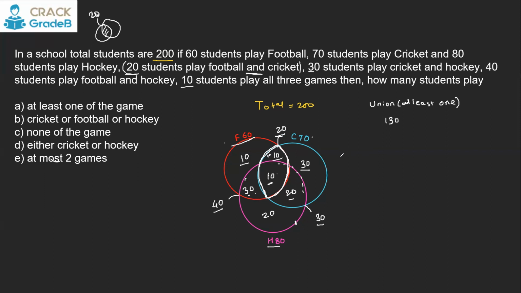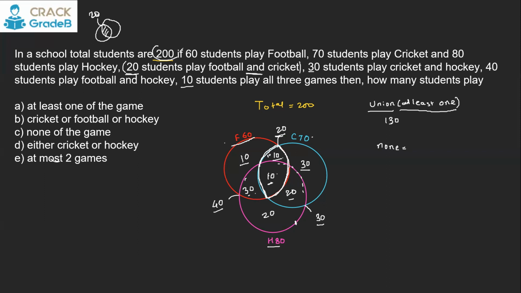They lie inside at least one of the circles. That means they play at least one game, or those are the number of people in the union, and there are 130. So 130 people play at least one of the games. That means how many play none of the games?